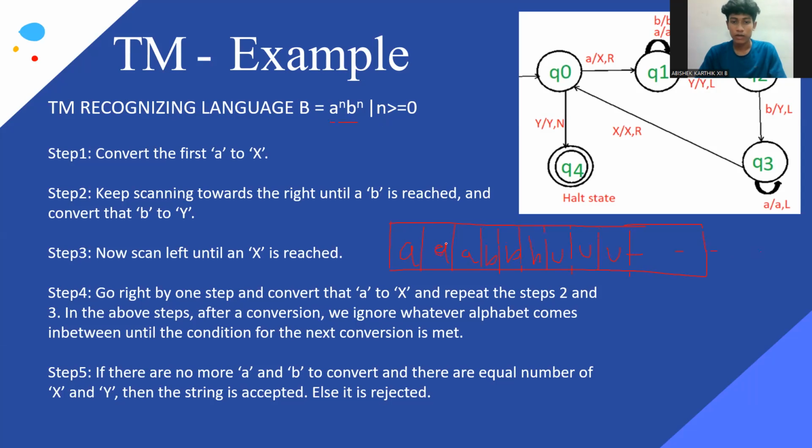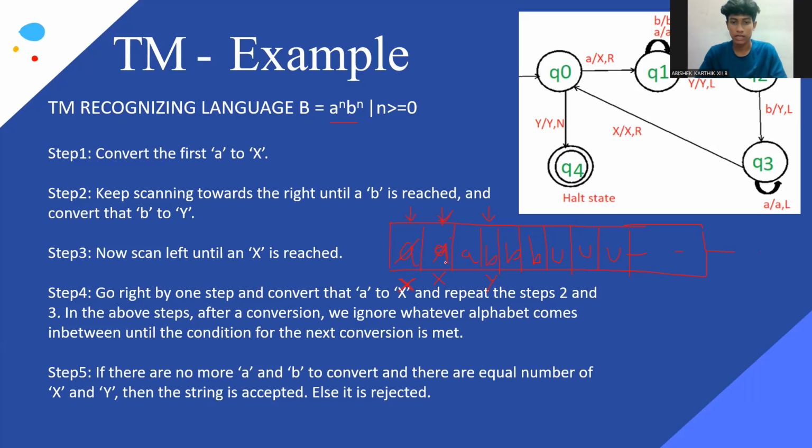So what we do here is we start from here, convert this A into an X, and then keep moving right until we encounter a B. It doesn't matter what symbol is in between. All that matters is that we reach the first B. When we reach the first B, we convert it into Y, then turn our direction and scan towards the left, and keep going left until we encounter an X, the first X. When we encounter an X, we move one step to the right, and if this is an A, we convert it into an X and repeat the process. We can only move one step at a time.